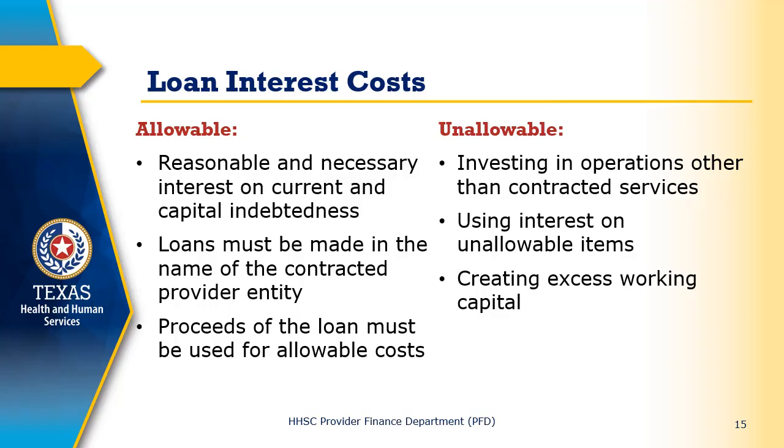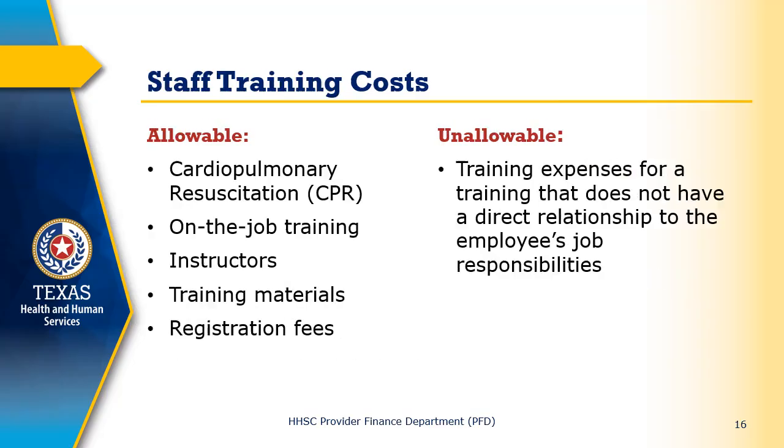Additionally, utilizing interest from unallowable items or building excess working capital through loan proceeds could result in non-compliance with funding requirements. Staff training costs that are allowable encompass essential programs such as cardiopulmonary resuscitation, which equip employees with life-saving skills. On-the-job training is also considered an allowable expense, as it directly contributes to enhancing employee performance in their specific roles. The costs associated with hiring instructors and purchasing training materials necessary for effective learning are likewise covered under allowable expenses.